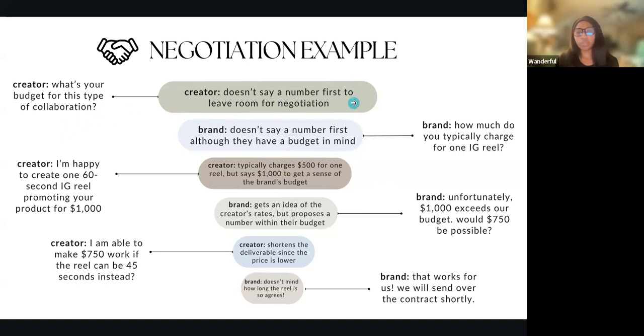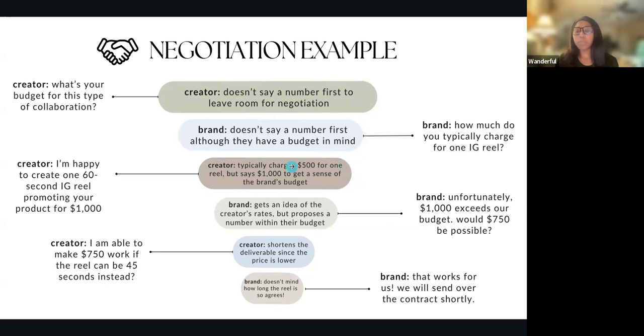So I kind of walked you through this as I was talking about it, but here I just broke down why this is happening. In this case, the creator doesn't want to say a number first because they want to leave room for negotiation. In this case, the brand doesn't want to say a number first, although they have budget in mind, because they want to see how much the creator's rates are.